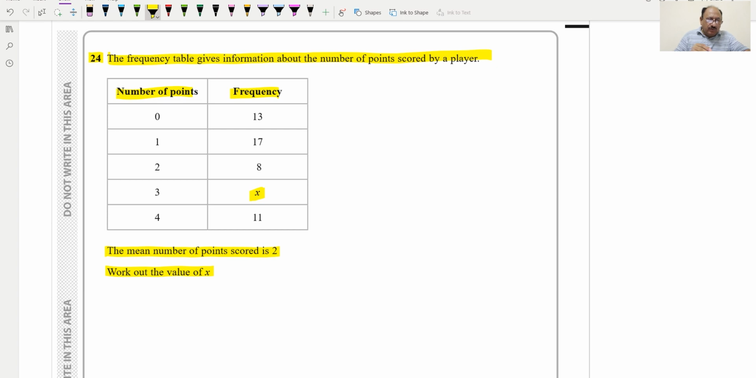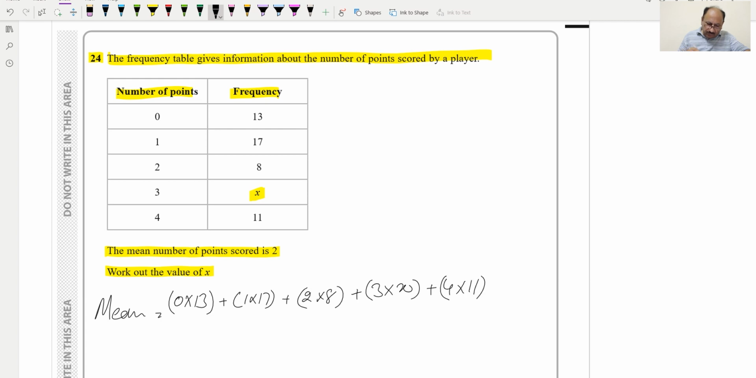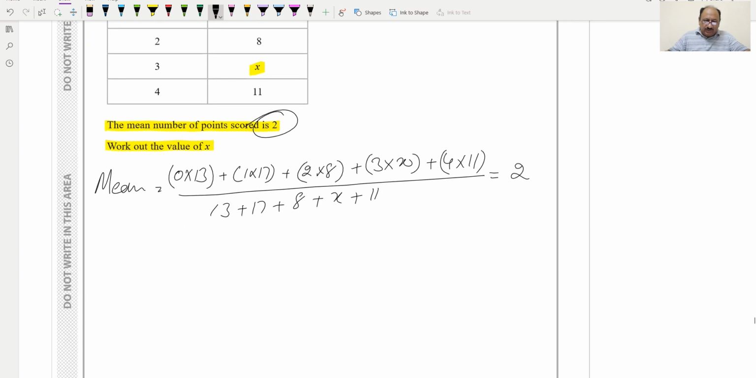So for the mean value, what we can do, we can write mean will be equal to what? It will be 0 multiplied by 13 plus 1 multiplied by 17 plus 2 multiplied by 8 plus 3 multiplied by X, plus 4 multiplied by 11, and divided by the sum, which is 13 plus 17 plus 8 plus X plus 11, and the mean value they have provided is equal to 2. So this is equal to 2. Now we can solve this equation.